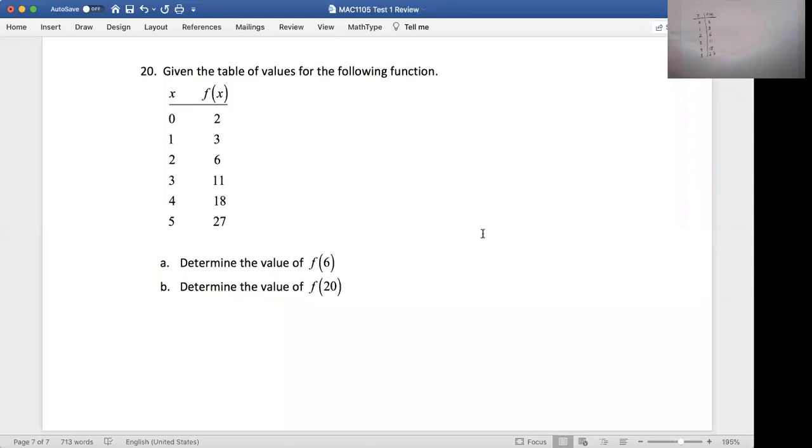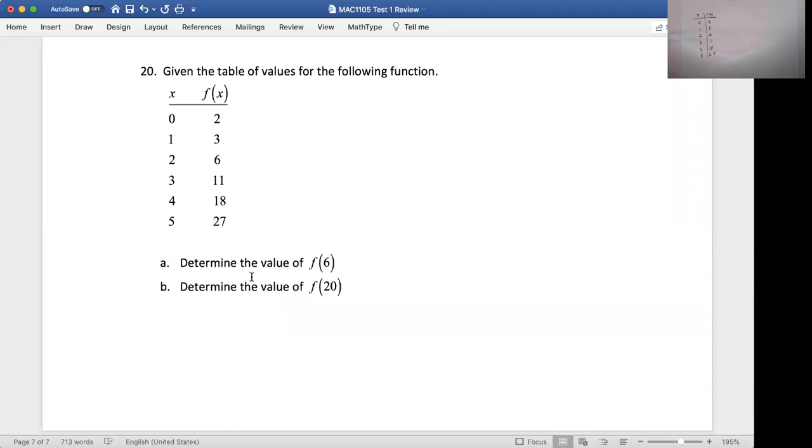So for this question, we have a table of values for a function. If x is 0, f of x is 2, so f of 0 is 2. If x is 1, f of 1 is 3, f of 2 is 6, f of 3 is 11, f of 4 is 18, f of 5 is 27.